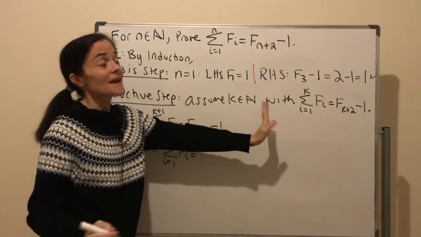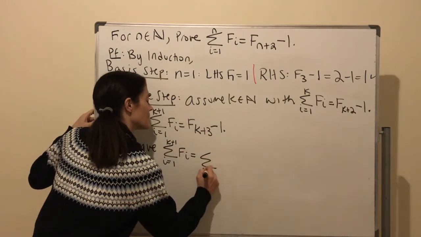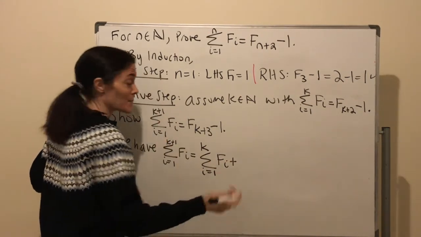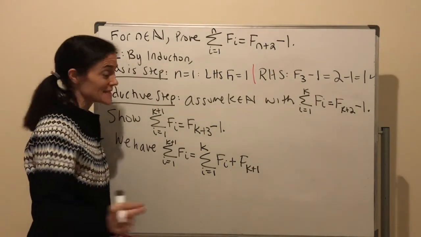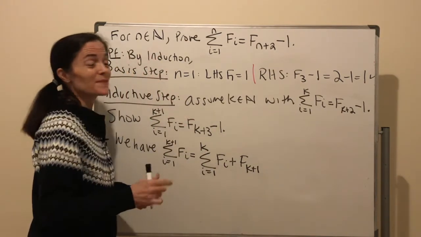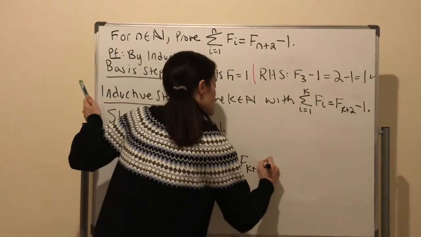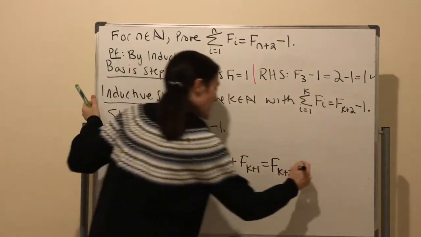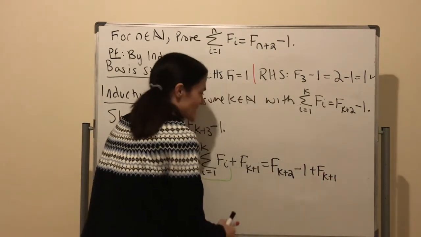Because I will use my inductive hypothesis, I will write the first k and then write the k plus first term. Our inductive hypothesis is that the sum of the first k Fibonacci numbers is Fk plus 2 minus 1. So I will use that right here. This is equal to Fk plus 2 minus 1, and then I just recopy Fk plus 1. This is where I use my inductive hypothesis.